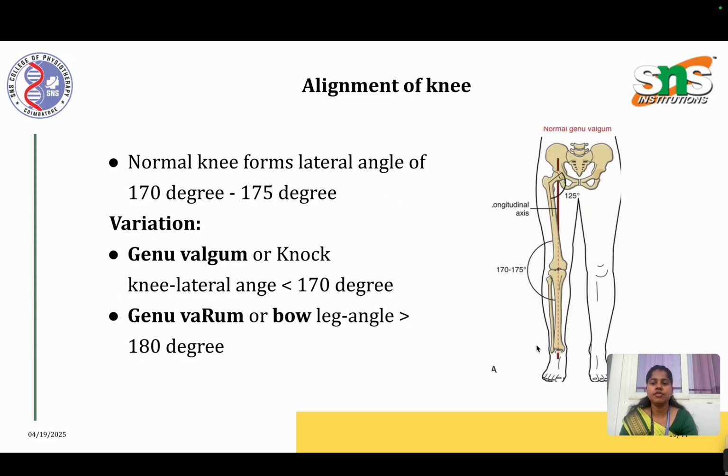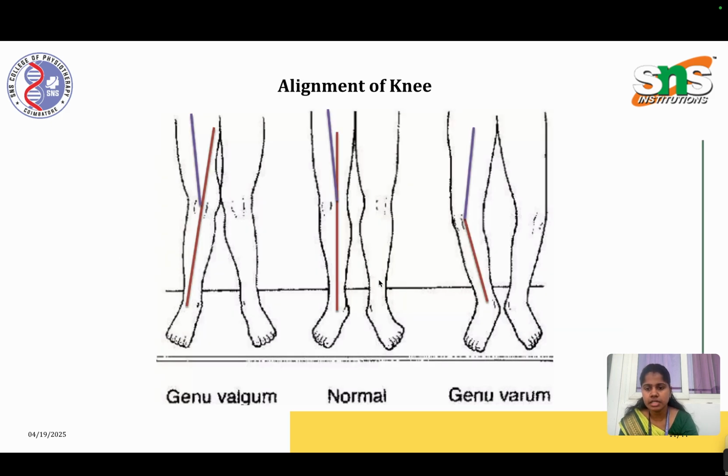Coming to the alignment of the knee, a normal knee forms a lateral angle of 170 degrees to 175 degrees. Coming to the variations, genu valgum or knock knee is when the lateral angle is less than 170 degrees, and genu varum is when the angle is about 180 degrees. It is also known as bow-leg. This is the representation of a genu valgum knee, this is a normal knee, as we all have, and this is a genu varum knee.